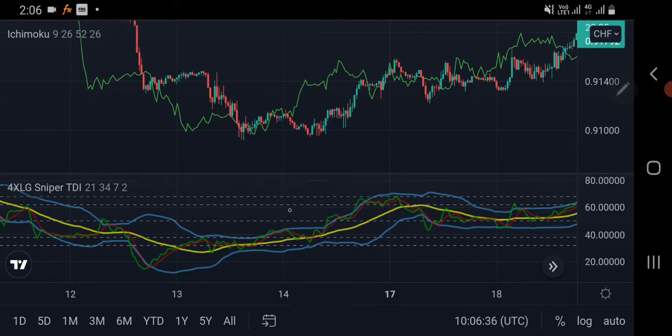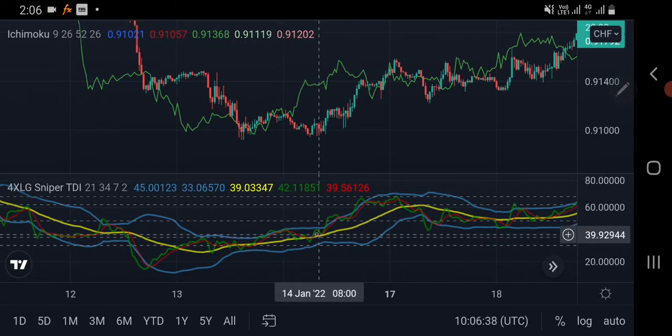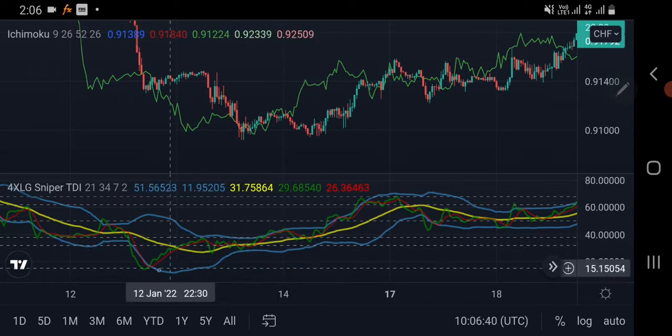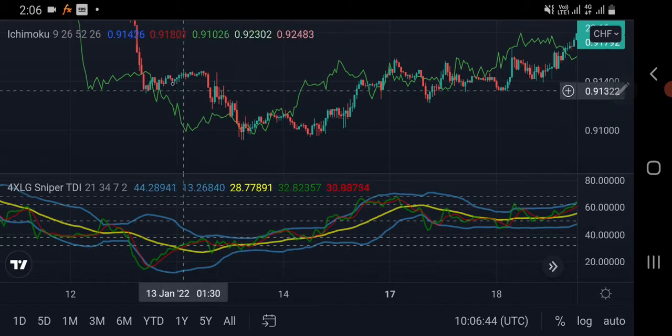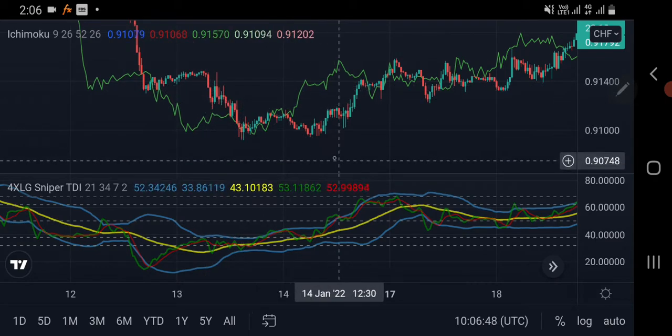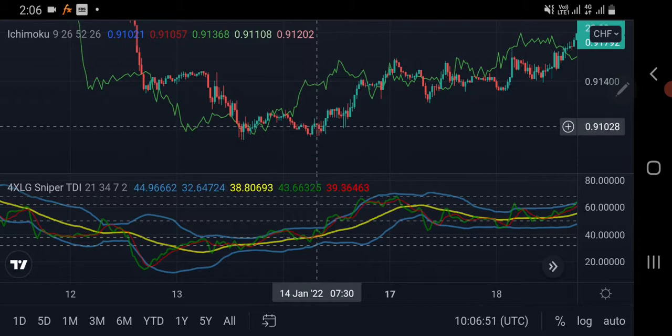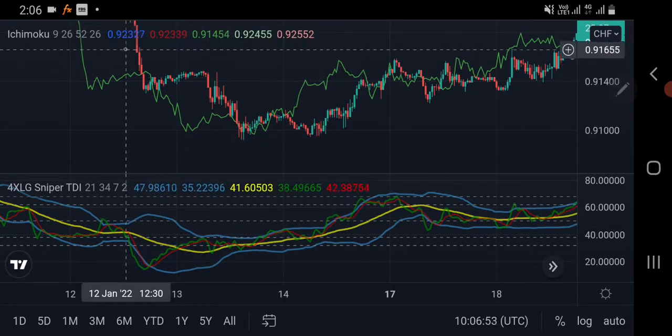And then look at here, the TDI is going upwards. So people get confused why it's going upwards, and the TDI is showing the buy signal, but the market is still going down and gives us losses. So how do you filter this out? That is very important. So the market dropped down here.